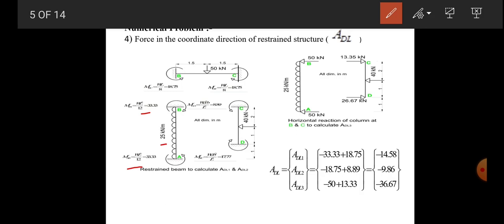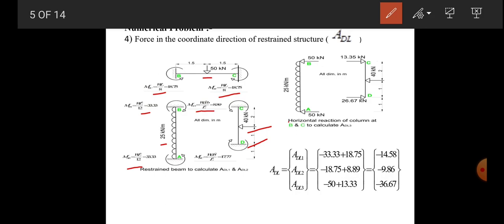Now there is a point load acting at midspan and the fixed end moment will be WL by 8, and that value will be 18.75 for each end. And for the next span, which is a column, that is CD, the point load is 40 kilonewton and it is acting at 2 meter from C and 1 meter from D side.